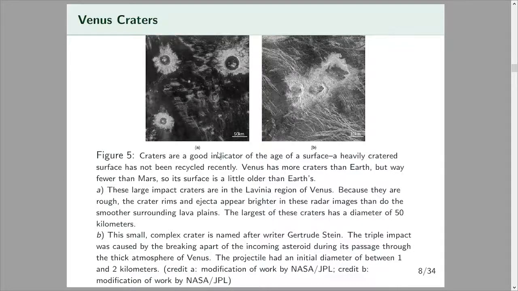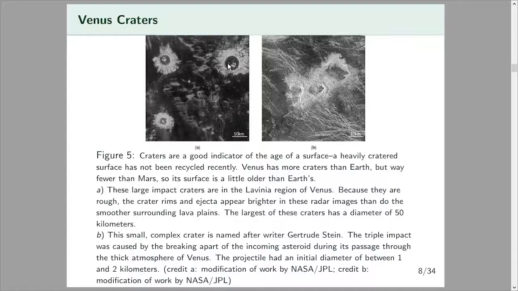But there are some. Craters are a good indication of the age of a surface. If your surface has a lot of craters, it hasn't been renewed recently. The moon is covered with craters. It's got no geologic activity. Its surface is very old. The Earth, on the other hand, is constantly renewing its surface. Venus is somewhere in between. It has more visible craters than the Earth, but way fewer than, say, Mars. And so Venus's surface is older than the Earth's, but a lot younger than Mars's surface.